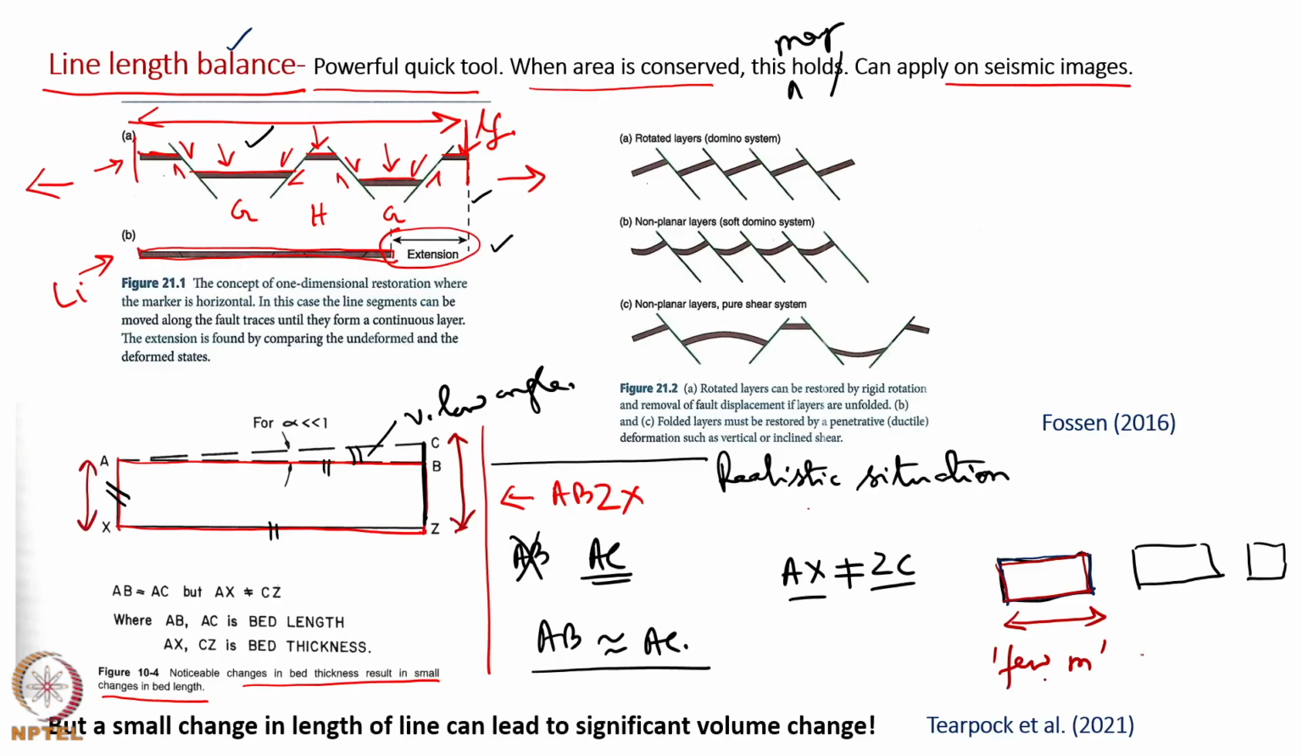So, it may be a good idea that when a cross section balancing is done or when a strain analysis is done, the geologist can declare how much is the possible error or what about the precision. Such statements can actually strengthen the work.